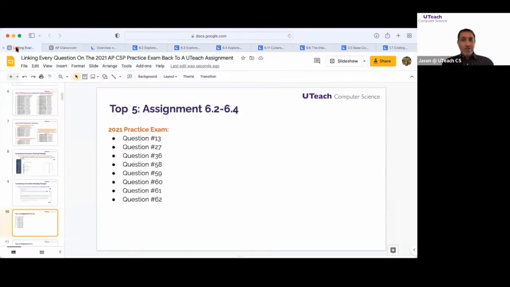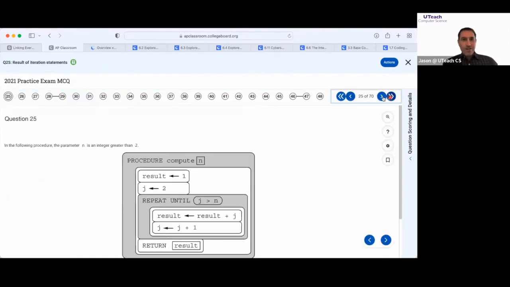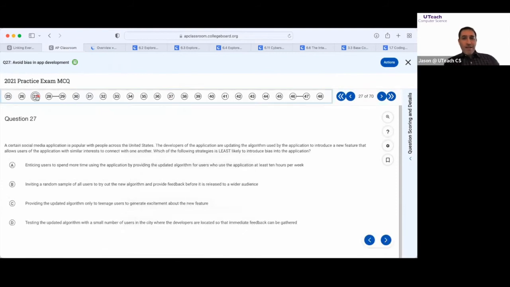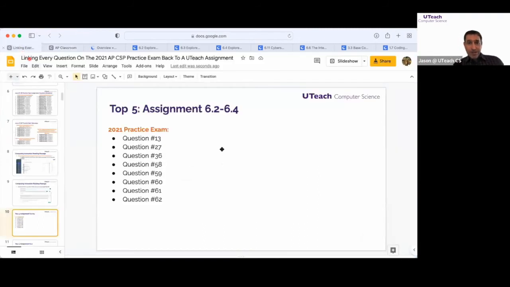All right, so that's question 13. Quickly, let's take a look at 27 and 36. Okay, 27, right over here, we're talking about an algorithm. And what do you do with people's data? Okay, this is a data question. And then 36, once again, personal information from the internet. So this is 6.2, 6.3, and 6.4. Those 3 assignments will prepare you to do all of these questions on the practice exam.